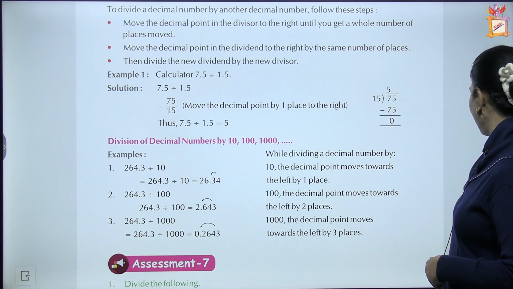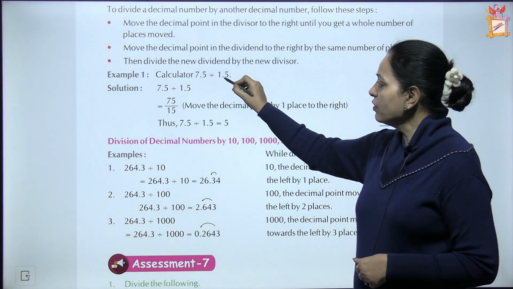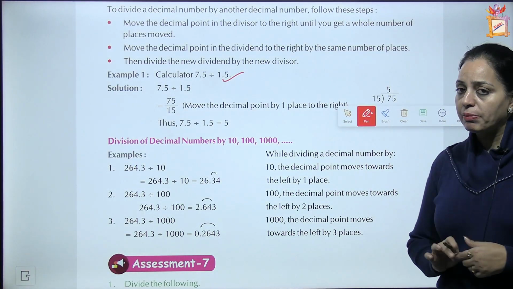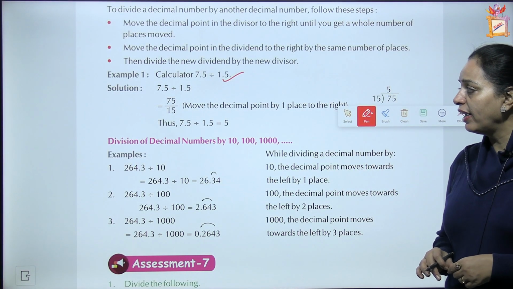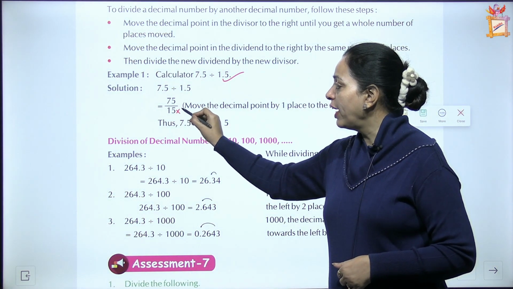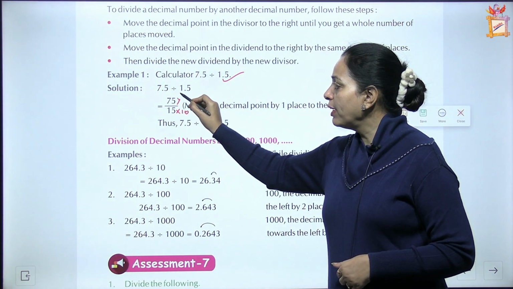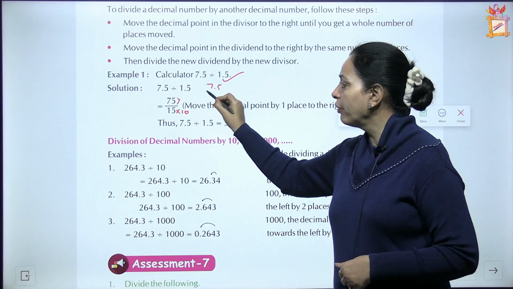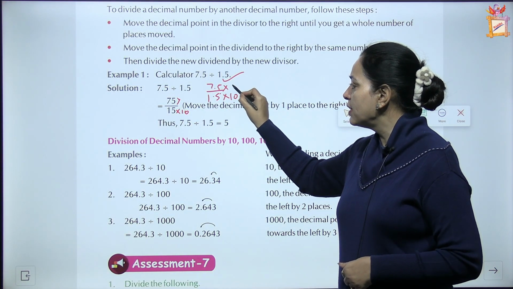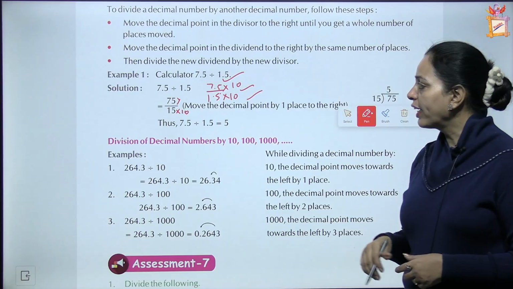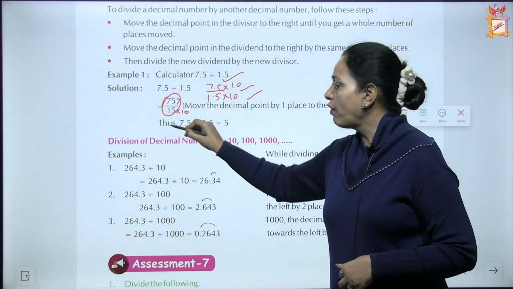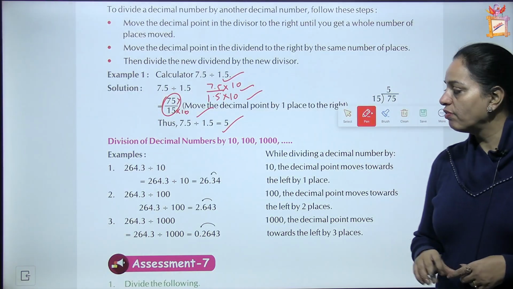So we have 7.5 divided by 1.5. We have to make the divisor without decimal. For this what will we do? We are doing multiplication by 10. So we have to multiply by 10 on top as well. 7.5 divided by 1.5, so multiply by 10, multiply by 10. So we are getting now 75 upon 15. So divide, answer is 5.